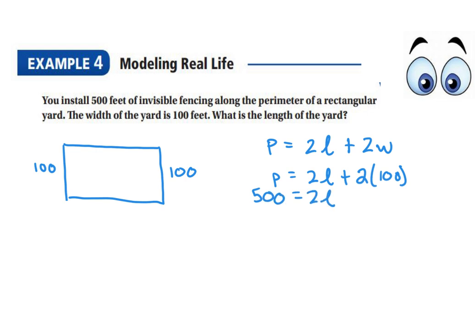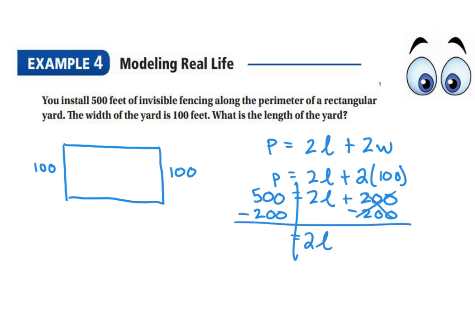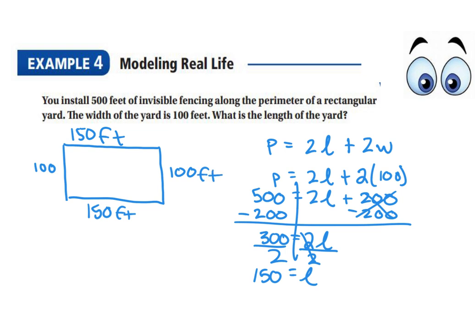We don't know the length. 2 times 100 is 200. So now we can solve for L. We'll take away 200 from both sides. 200 minus 200 is nothing, so that leaves us with 2L equals 300. And now we'll divide both sides by 2. 2 over 2 is 1, and 300 divided by 2 is 150. So we have 150 feet and 150 feet by 100 feet.